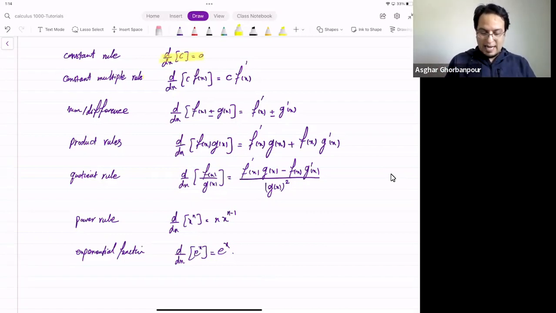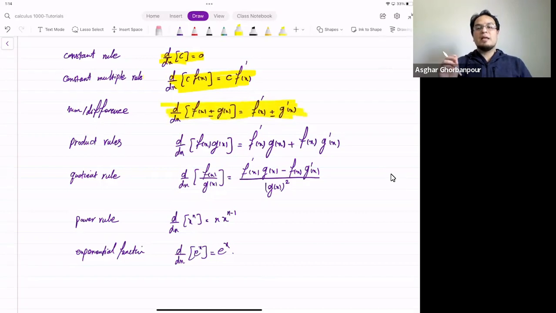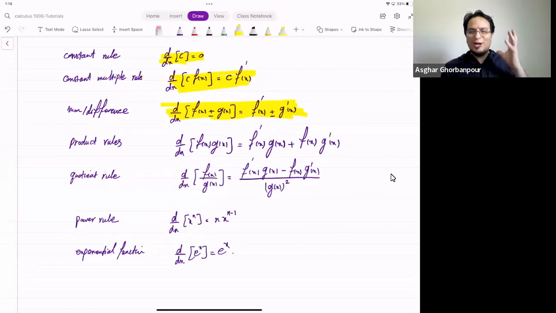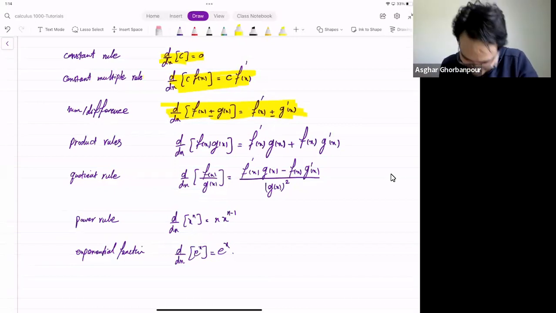So the first thing, the derivative of a constant function is always zero. If you multiply a function by a constant, when you're differentiating, the constant multiple just goes out. That's the constant multiple rule. Then the sum rule: the derivative of a sum is the sum of the derivatives, and likewise for the difference. You should know the sum and difference rule.